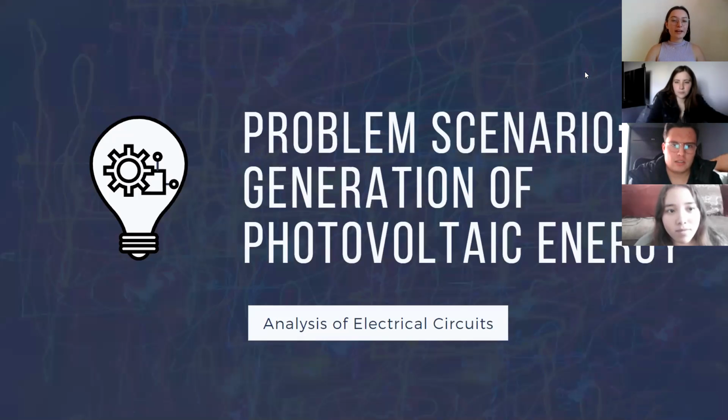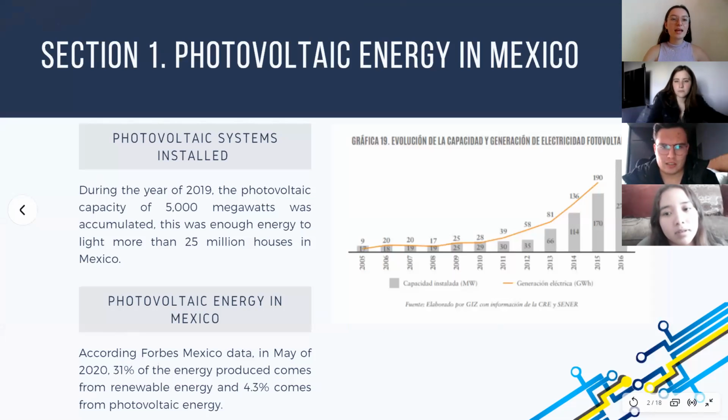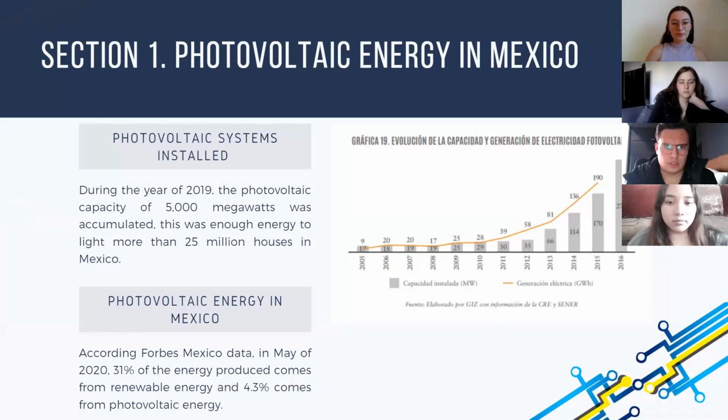So this is our final presentation of the problem scenario, generation of photovoltaic energy. Section 1. During the year of 2019, the photovoltaic capacity of 5,000 megawatts was accumulated, and this was enough energy to light more than 25 million houses in Mexico.